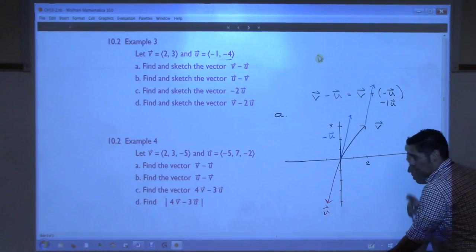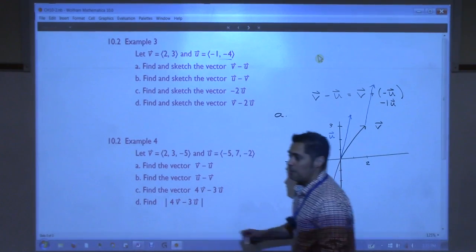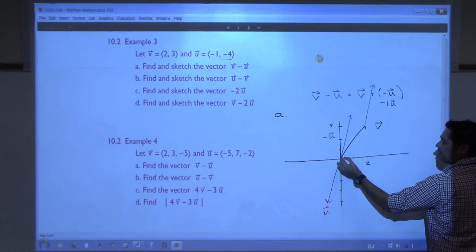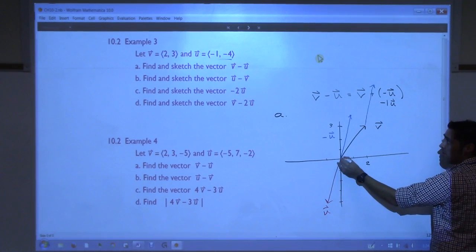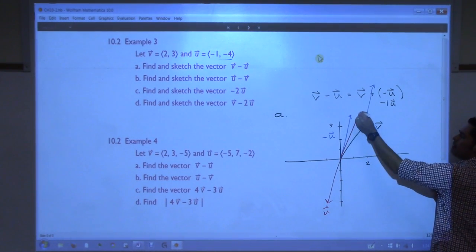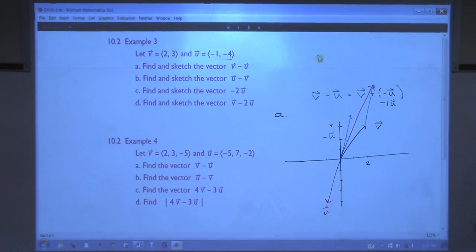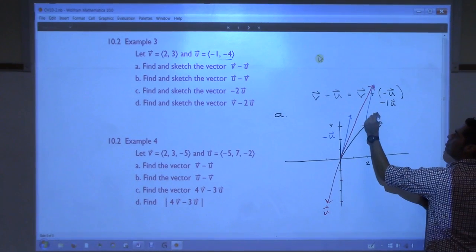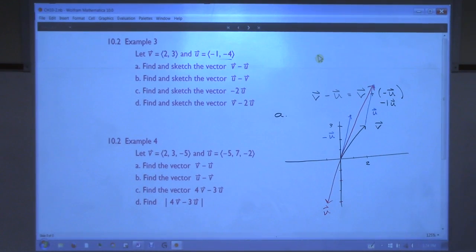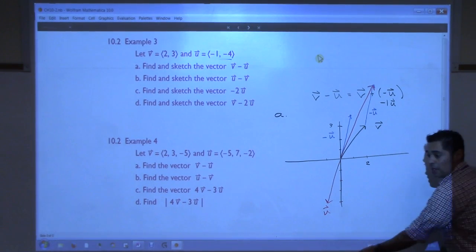And then the result, the answer, v minus u, is the vector that goes from the tail of v all the way up to the tip of -u. I'll label -u here. Things are getting a little bit messy. Sorry. That's a -u right there. Negative, I should have put it. I said it, I didn't put it. Okay, that's it. That's how you do it visually.